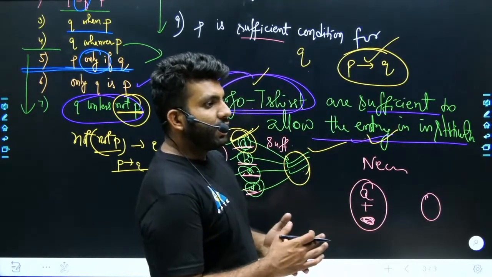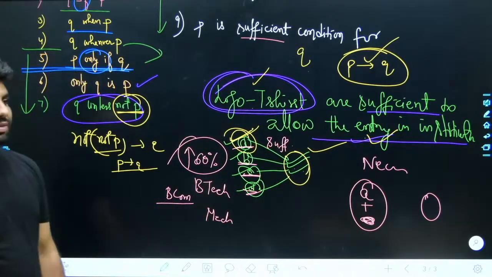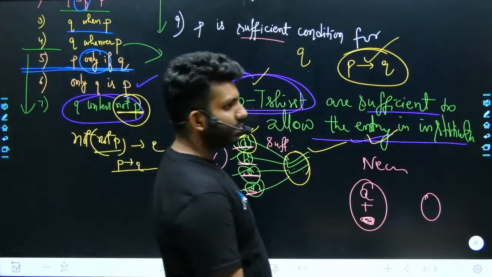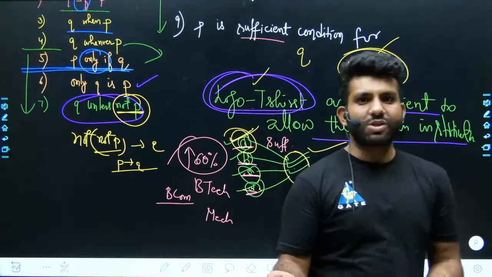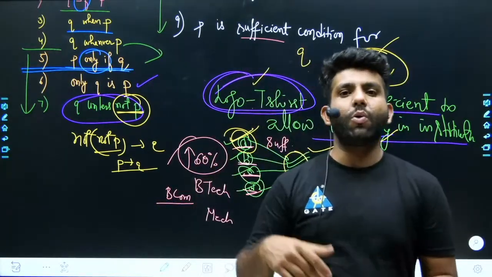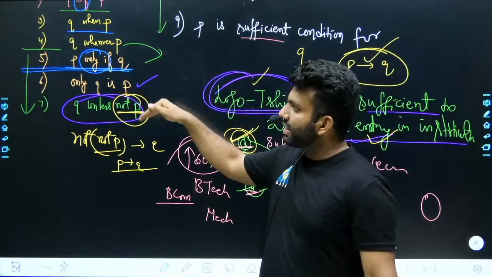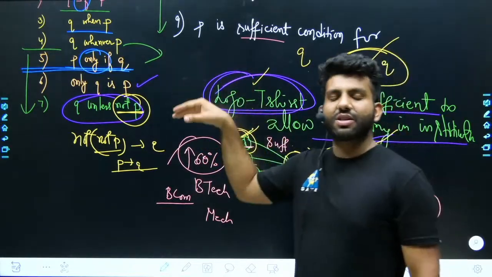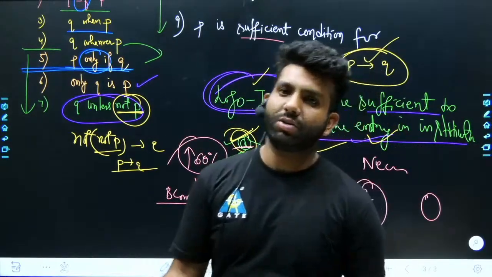Sir, do we have to take only true examples for P and Q? Yes, dear. Right now we are taking those examples only to understand how implication works for these translations.